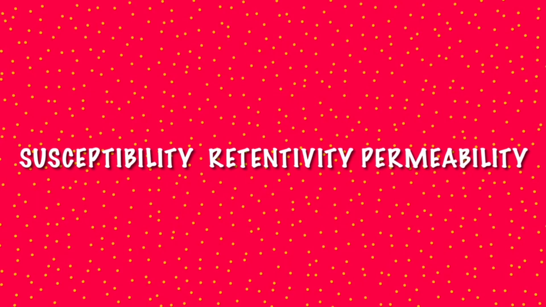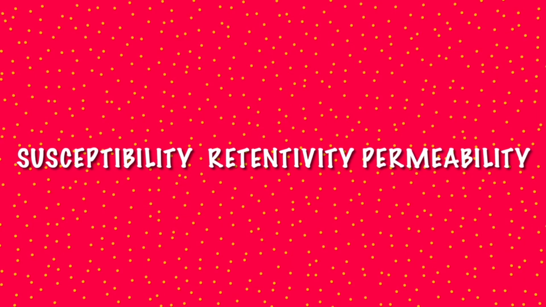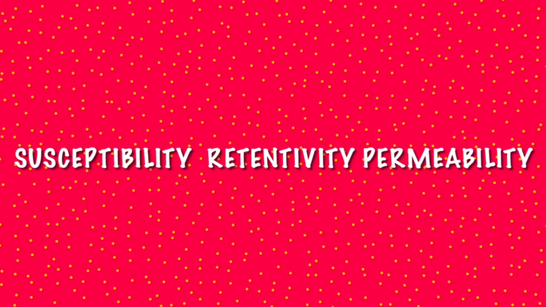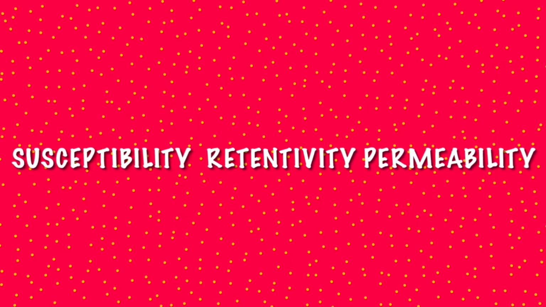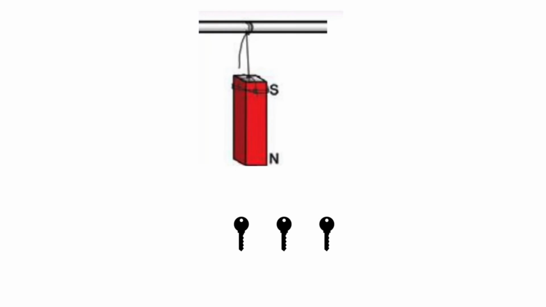Let's study about important terms related to magnetization: susceptibility, retentivity and permeability. Take a permanent magnet and 3 iron keys. Bring one of the iron keys near the magnet. It attracts the key. Then bring the second key near the first key, which is attached to the magnet. We can observe that the second key is attracted by the first.